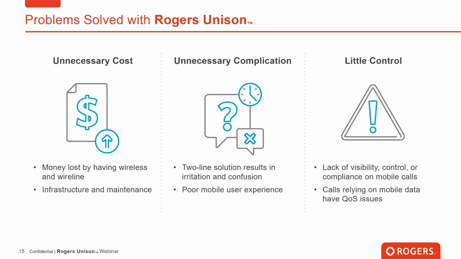So at Rogers, we believe that we're solving a lot of problems with Unison. First is that there's a lot of unnecessary cost that's eliminated because no longer are you having to pay for two different services, one for your mobile and one for your fixed technology. You don't need to worry about the infrastructure and maintenance costs that come along with traditional ways of delivering your unified communications. And you don't need to worry about the abandonment of technology because employees are no longer sitting at their physical desk. You're delivering the technology in their pocket wherever they are.